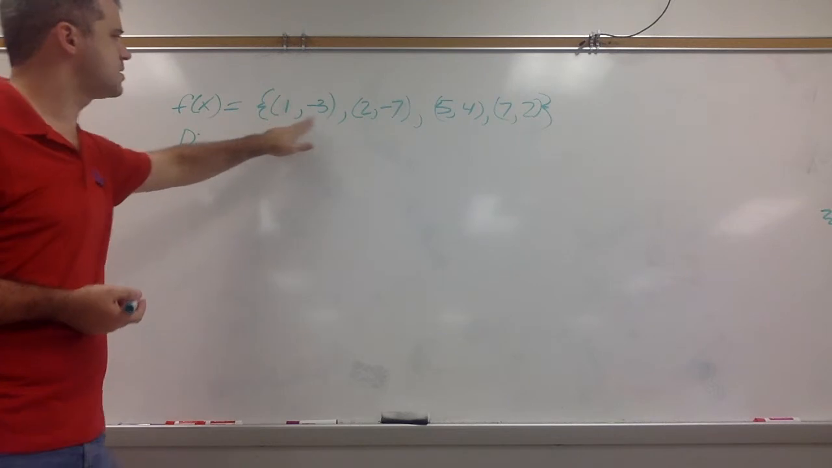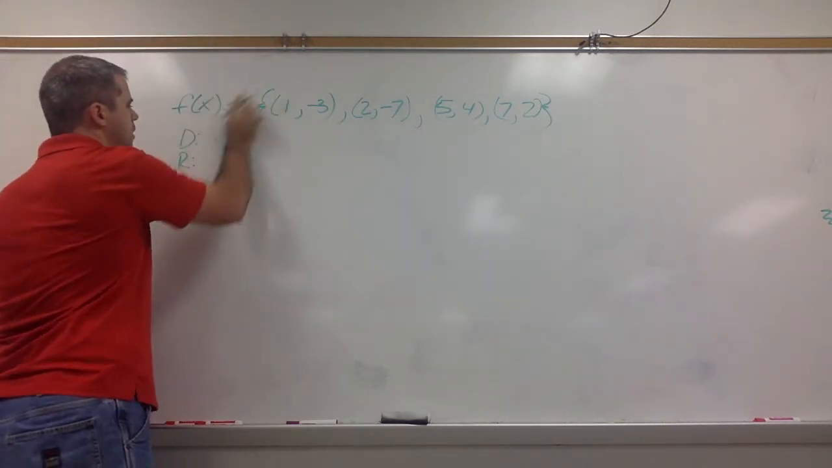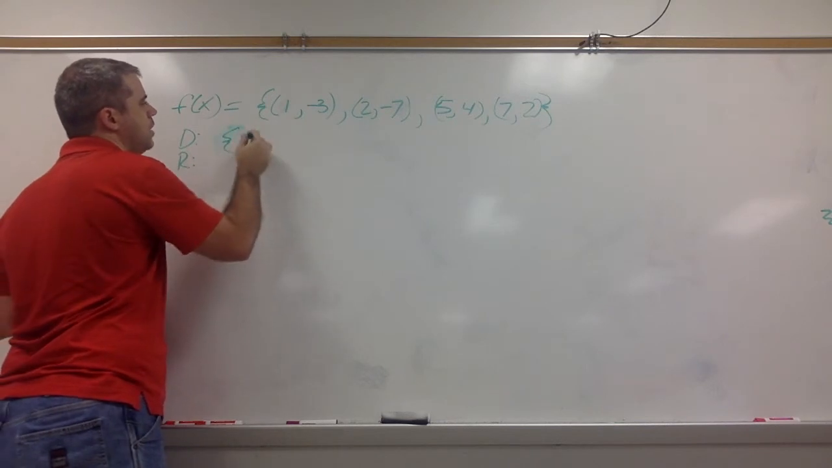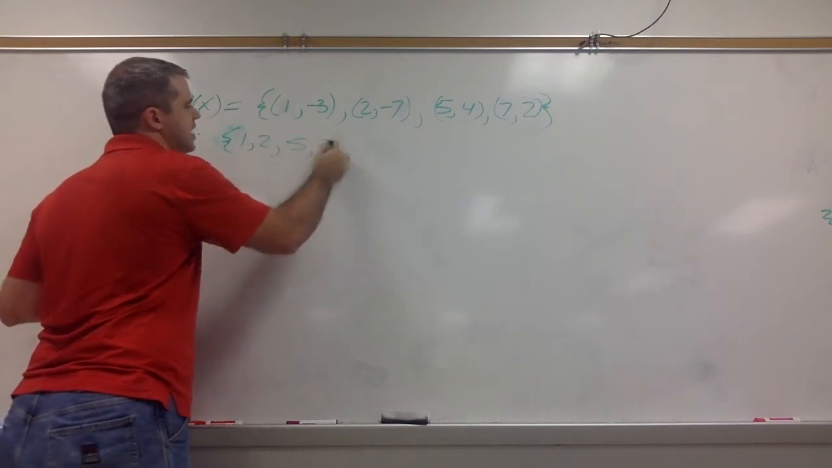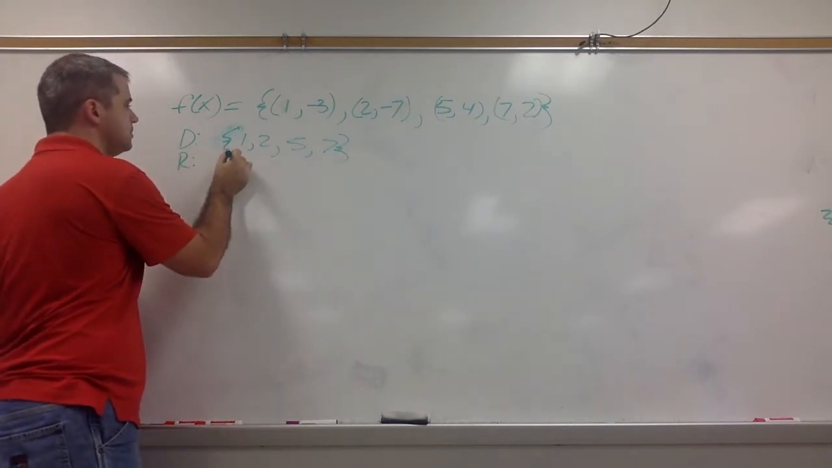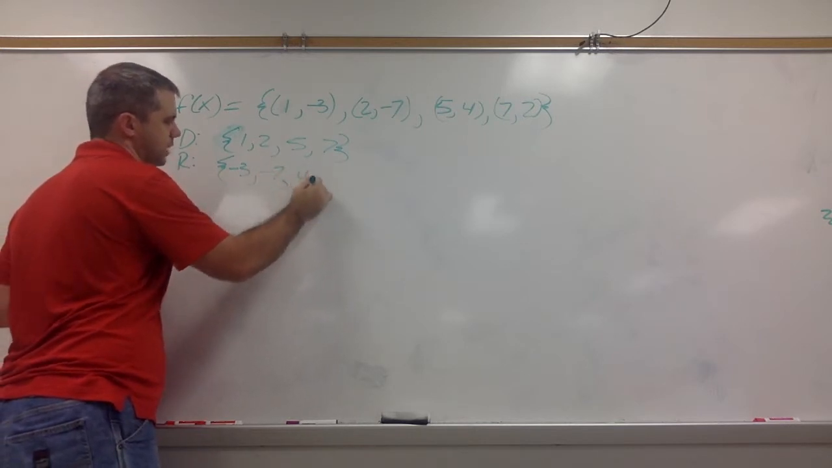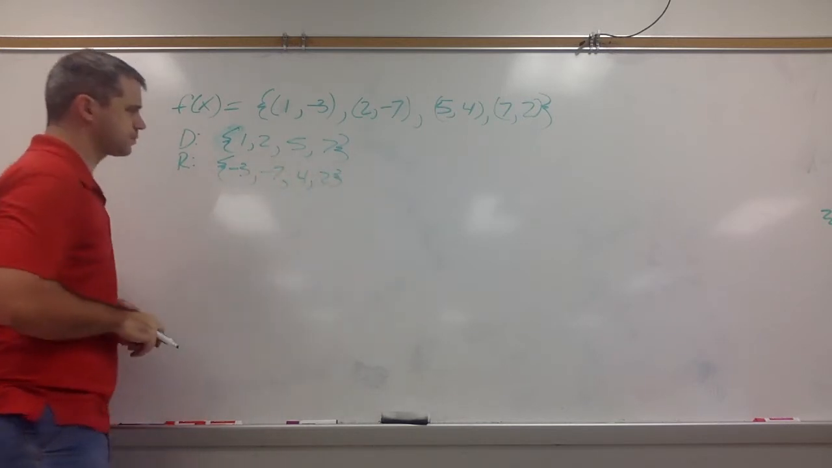So the domain is all of our inputs. So in this case, 1, 2, 5, and 7 is my domain, and my range is -3, -7, 4, and 2.